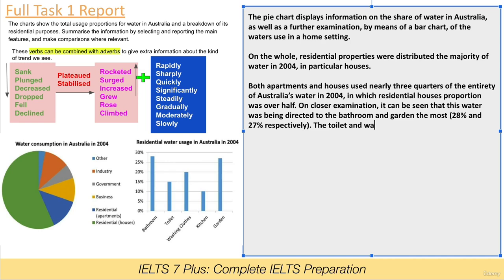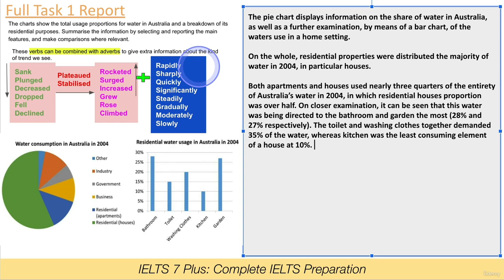The toilets and washing clothes together demanded 35% of the water, whereas kitchen was the least consuming element of a house at 10%.